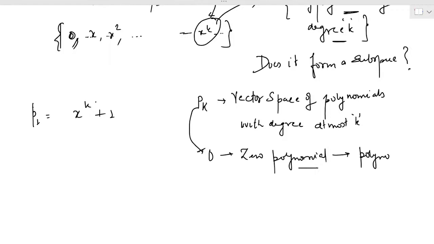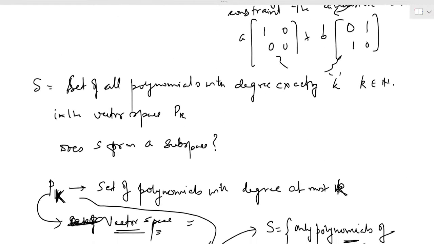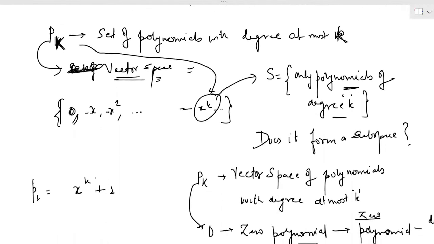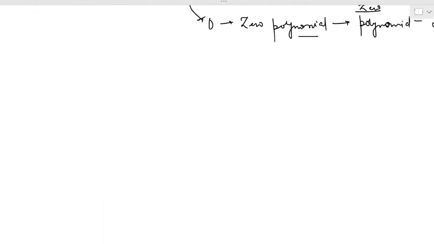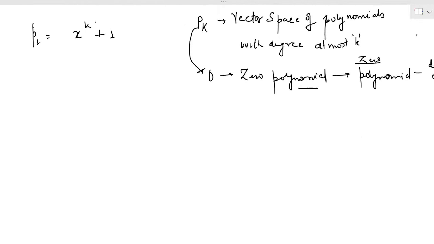Okay, this is the zero polynomial, that is a polynomial of degree zero, and the coefficient is also zero. The degree is also zero, and the coefficient is also zero. So this would be contained in Pk, but is it contained in this? Is it contained here?